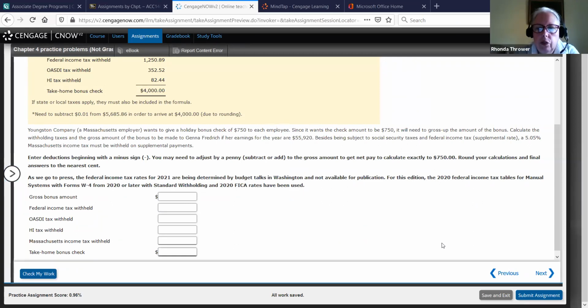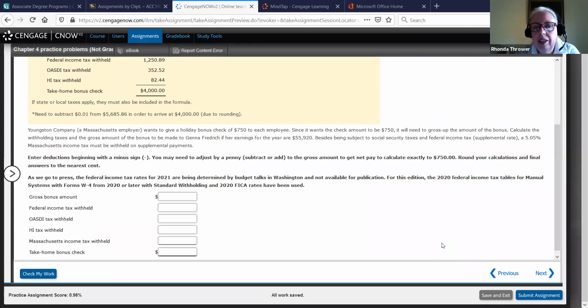And you should be able to see that Excel spreadsheet that I've calculated for you. What I did is I copied the problem down and some information about the problem that are going to be important, and I've noted those in red. So when you get ready to answer the problems in Cengage, make sure you enter the deductions with a minus sign. If you don't do that, Cengage will calculate it wrong.